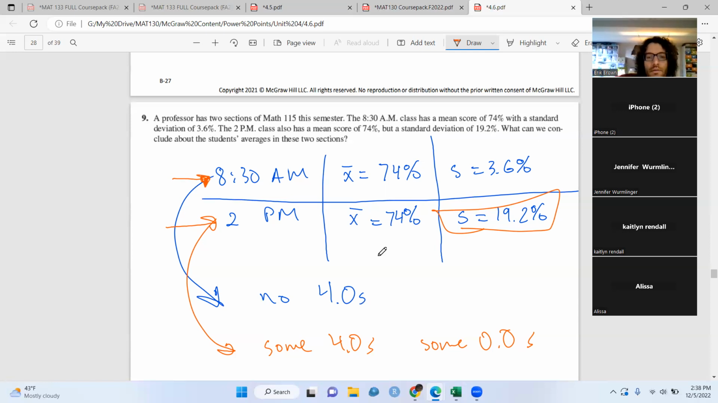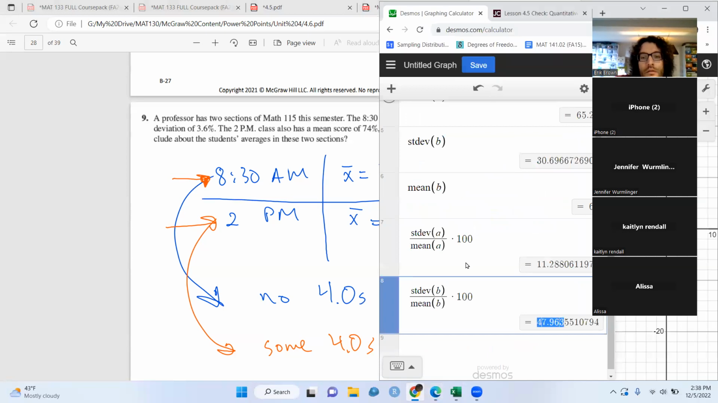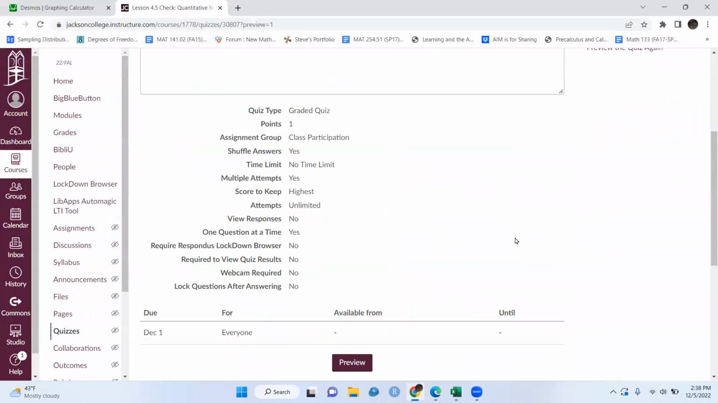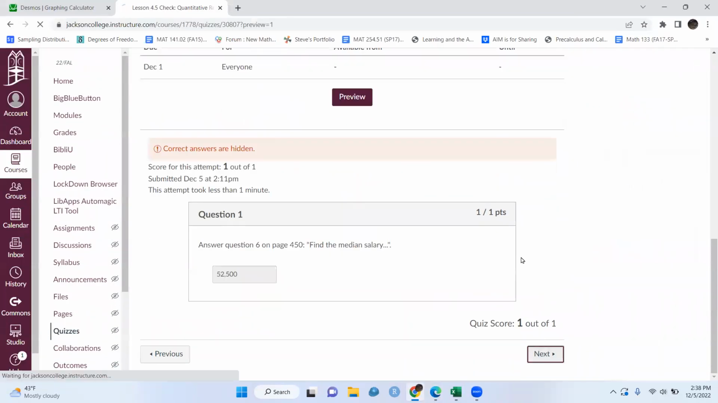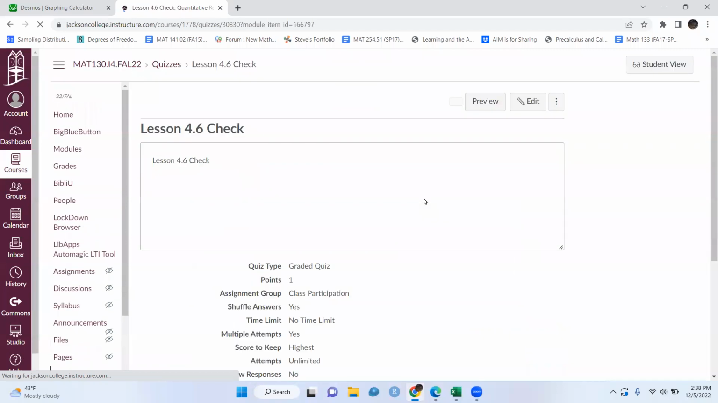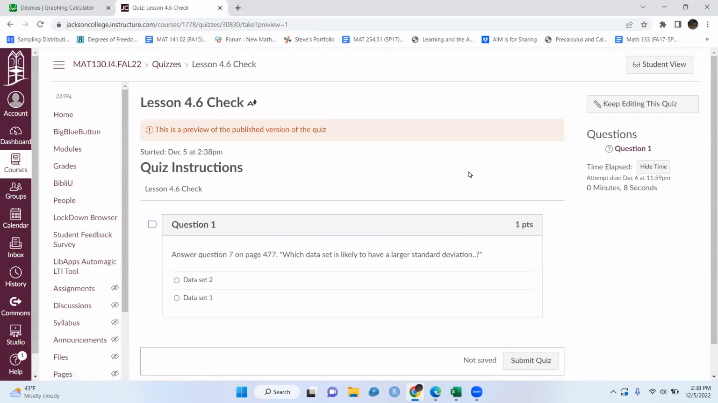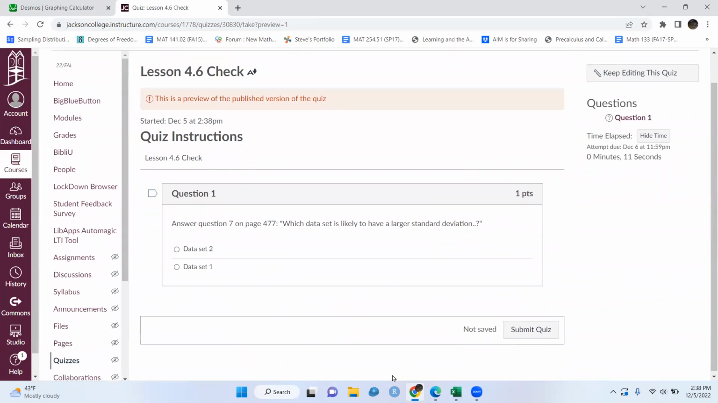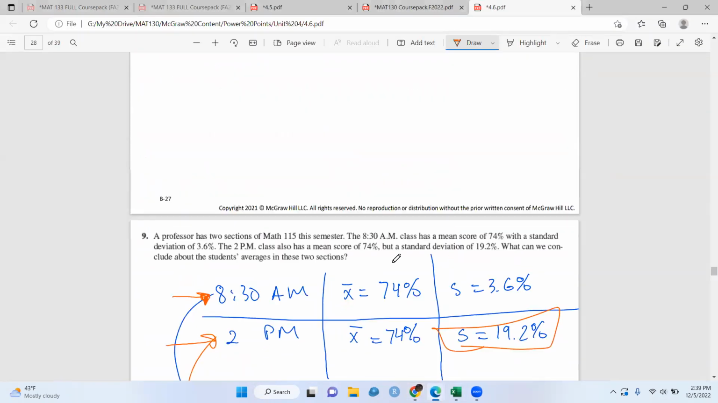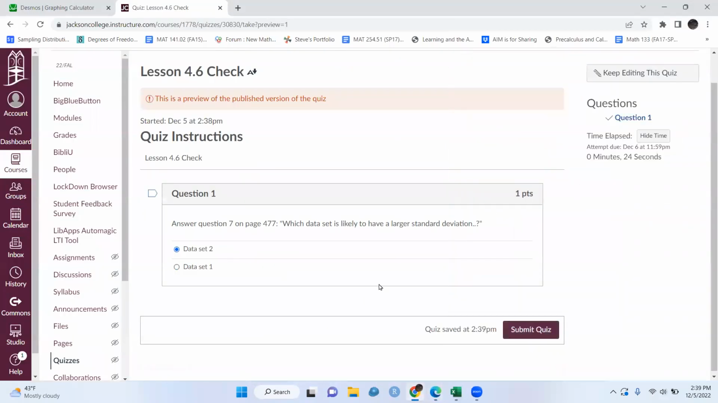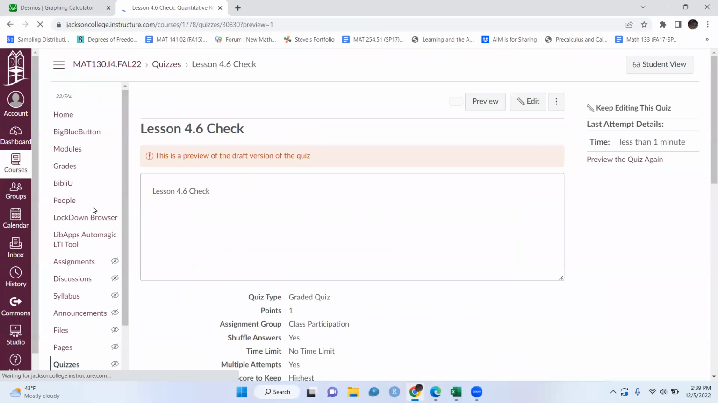Okay, let's talk about this project. Oh wait, no, let's do the 4-6 lesson check. So the 4-6 lesson check says what data set is likely to have a larger standard deviation. That's the one we just did. I believe that is question 7. So it's this one, data set 2. Data set 2. All right.